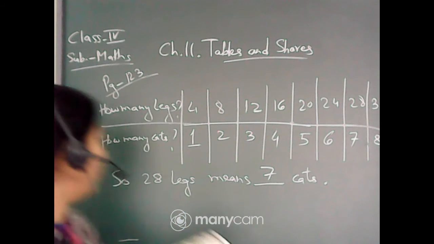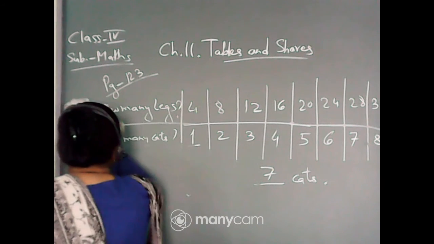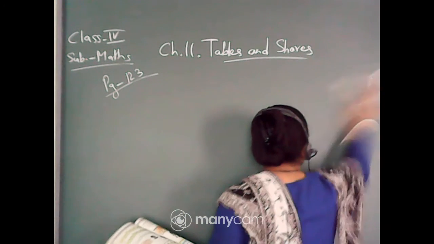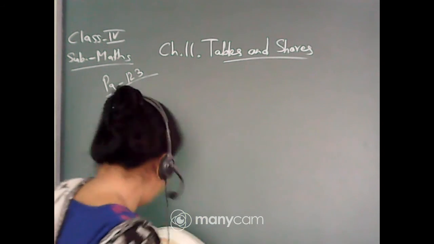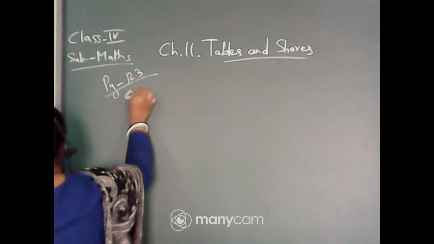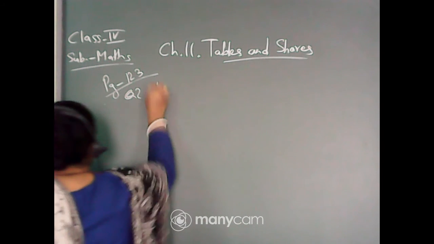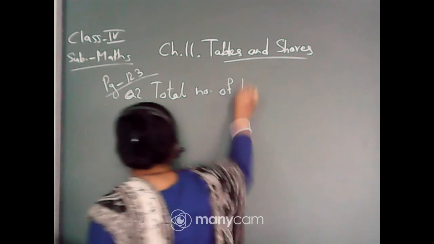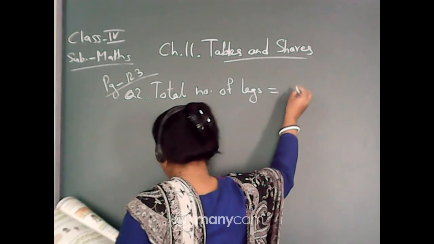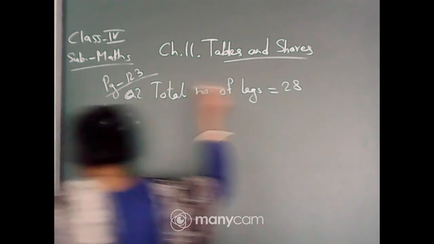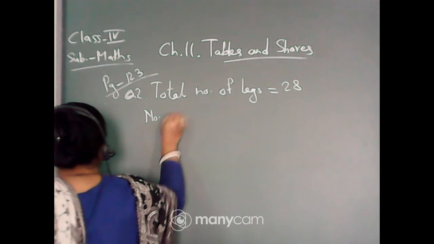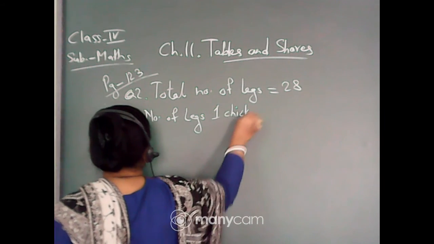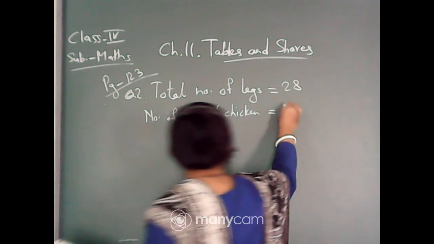Exactly, it is 2. So let us start writing. Since it is a word problem, you have to write the statement. Clear? This is question number 2. So as usual you will write total number of legs. It is given 28. Now number of legs one chicken has, it is 2.